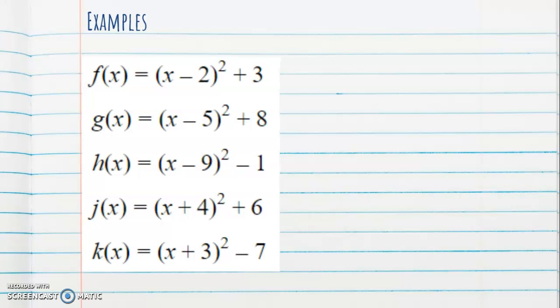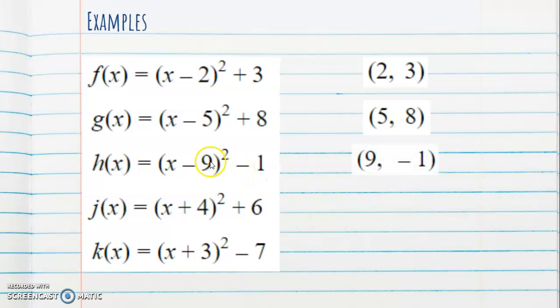All right, so here's a few examples for you. x minus 2 squared plus 3. So what's the opposite of negative 2? It's positive 2. So my vertex is positive 2, positive 3. All right? My vertex here is the opposite of negative 5, so 5 and 8. 5 comma 8. Here, opposite of negative 9 is positive 9. 9, negative 1. All right?